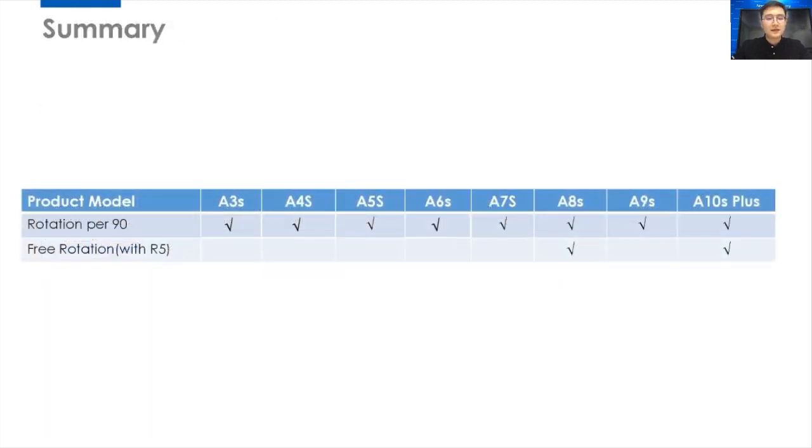Finally, I want to do the summary. For rotation per 90 degrees, all the Armor receiving cards support it. But for free rotation, compared with controller R5, only the Armor AA5 and A10S Plus receiving cards support it. You should know that. And this is all the information for today.